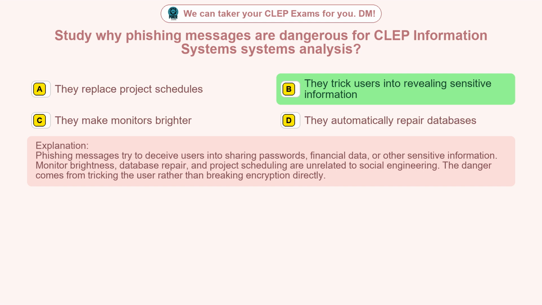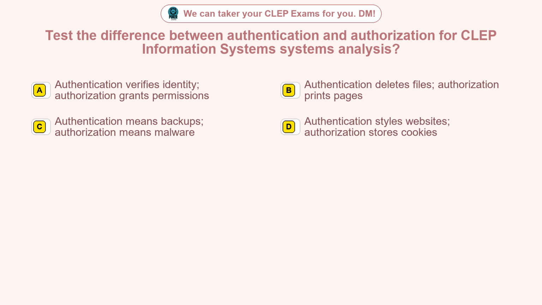The danger comes from tricking the user rather than breaking encryption directly. Question 46. Test the difference between authentication and authorization for CLEP Information Systems analysis. Option A. Authentication verifies identity, authorization grants permissions. Option B. Authentication deletes files, authorization prints pages. Option C. Authentication means backups, authorization means malware. Option D. Authentication styles websites, authorization stores cookies.